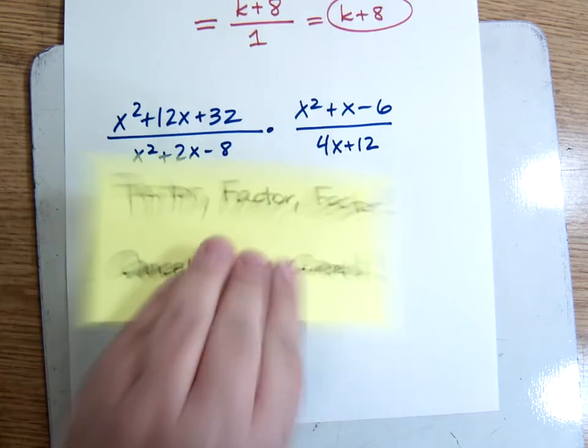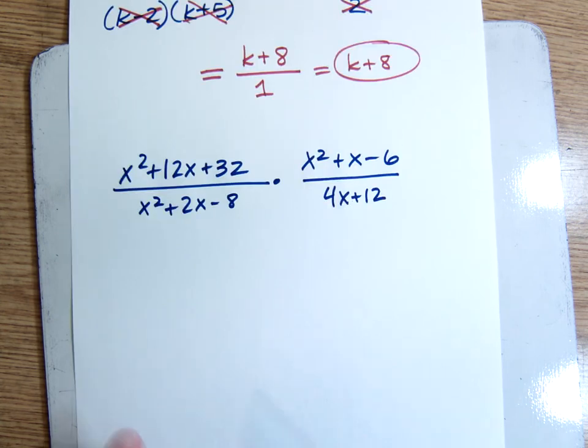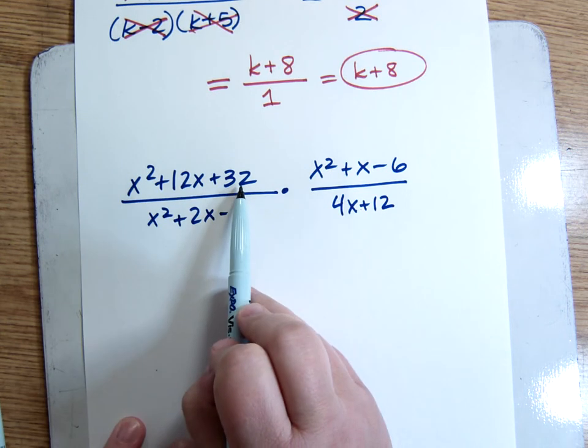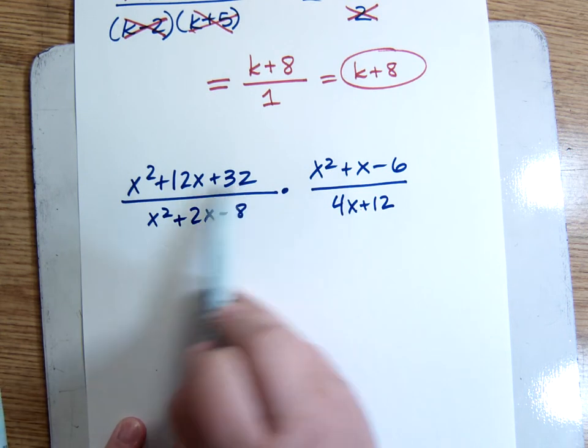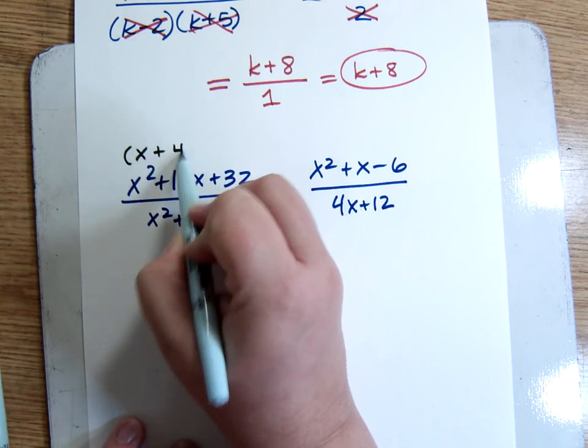First step, factor. Now, one thing I like to do is I like to go ahead and write the factored form right above here. So this one is going to factor: 4 times 8 makes 32 and adds to give me 12. So this is going to become x plus 4, x plus 8.